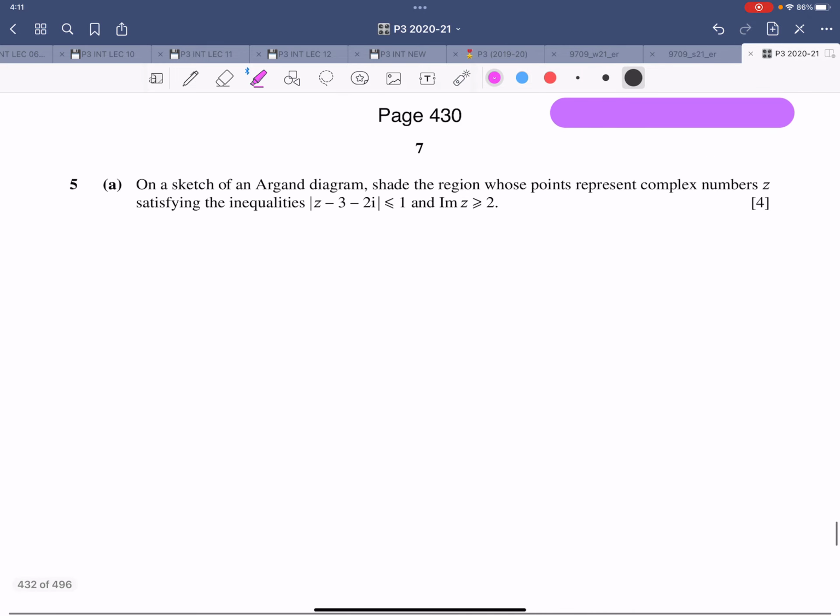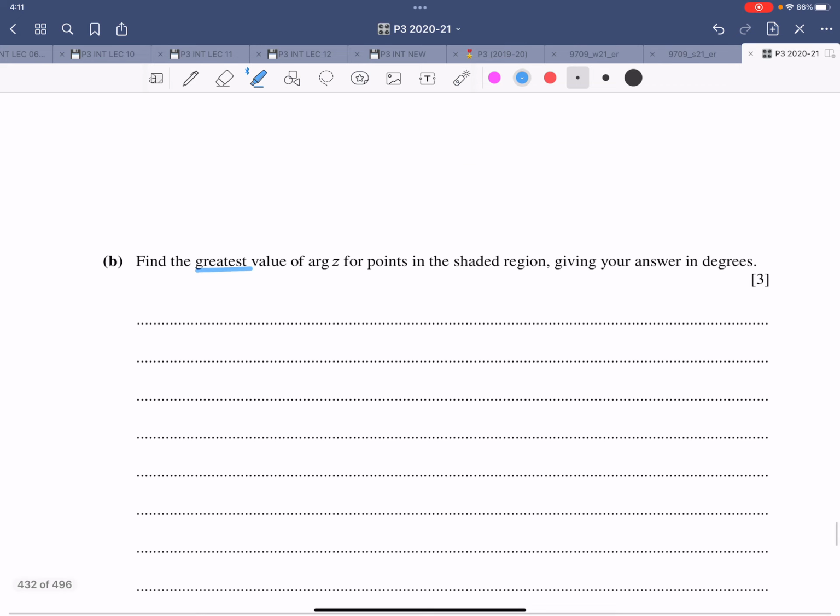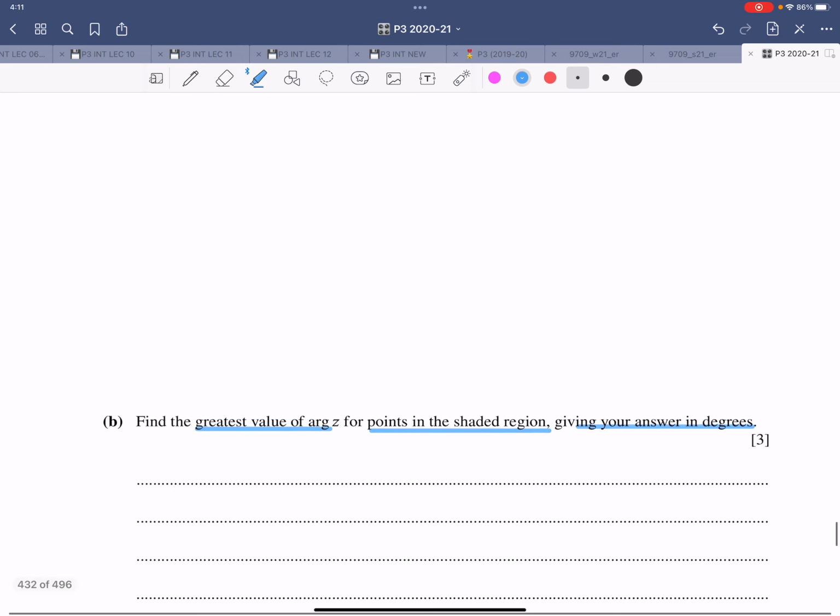Question number 5. Let's get started. Question number 5 says, on a sketch of an Argand diagram, shade the region whose points represent the complex number z satisfying the inequality such and such. So first of all, this question is about shading. Second part, greatest value of argument of z for points in the shaded region. Give your answer in degrees.